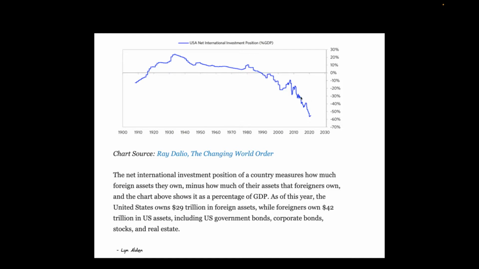This really shows up in the net international investment position of our country, where Lynn Alden does a really good description of this. We own $29 trillion in foreign assets, but foreigners own $42 trillion in U.S. assets. And it just shows this distortion.